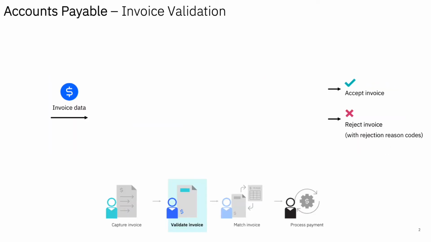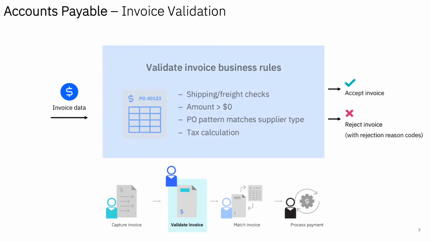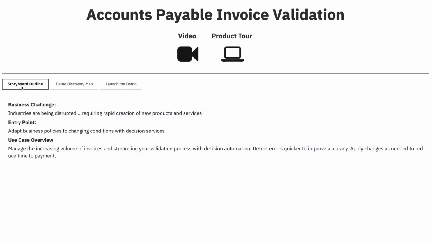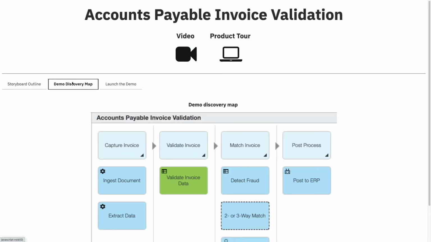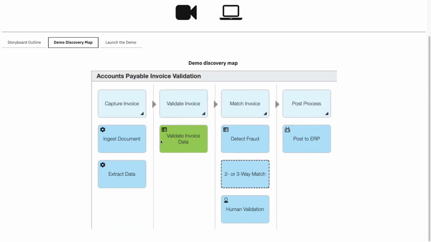Let's consider how decision automation can enable you to reduce time to payment through automation of the invoice validation step by managing advanced business rules, avoiding downstream rework, and enacting immediate business changes when necessary. Reviewing the demo launch page, we see a text summary describing the demo and a discovery map diagram for our reference. We will only focus on the validate invoice data step in the flow.